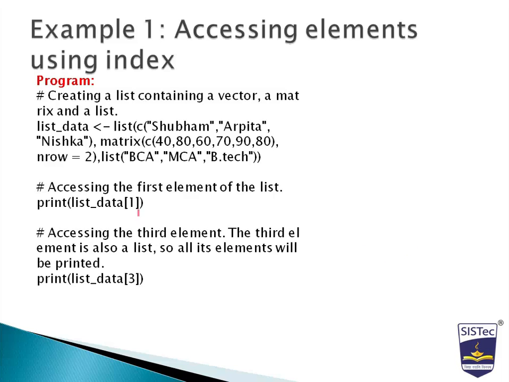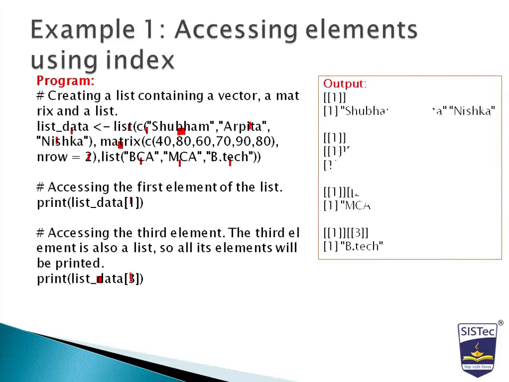So here is the program. Here we create a list that contains a vector, a matrix and a list. We use the list function for list data. We have taken input of Shubham, Arpita, Nishka, then a matrix of 2 by 3 and a list of BCA, MCA, BTech, these are the courses. Then we are going to print the list data 1, and next we are going to print the list data index 3. Have a look at the results.